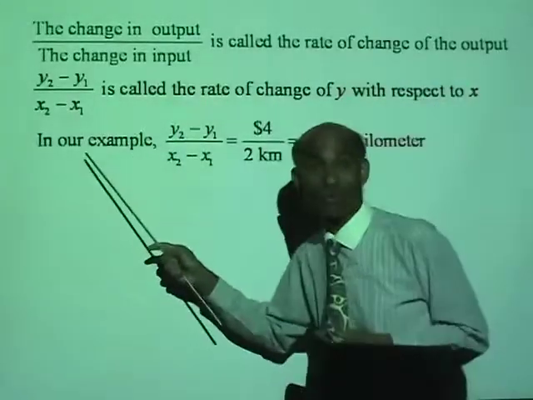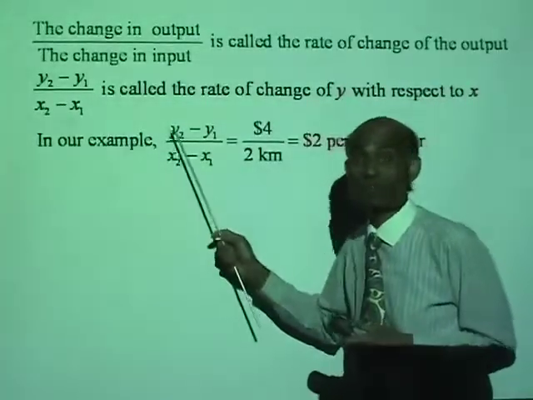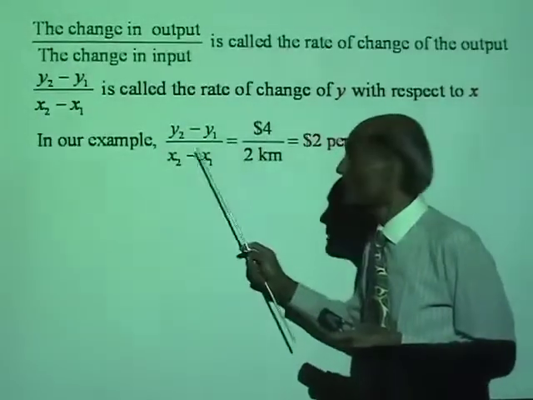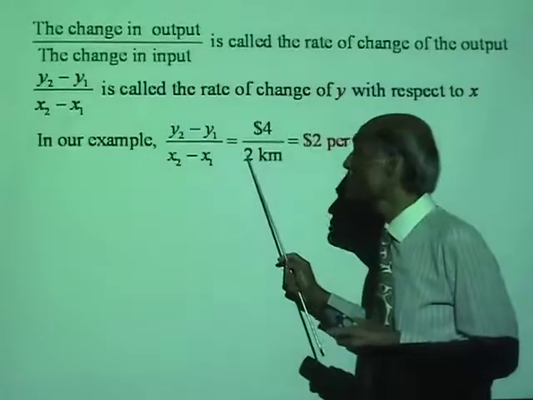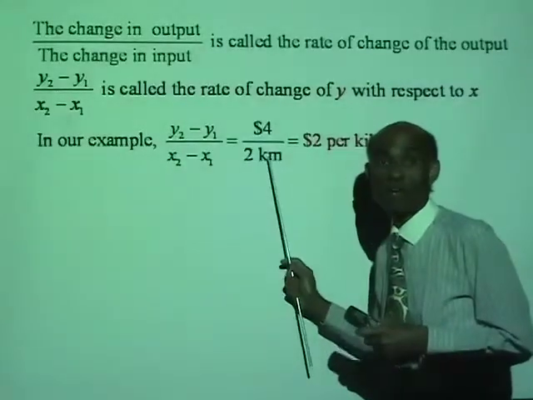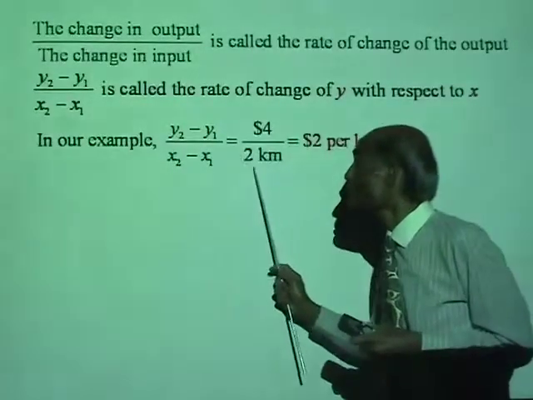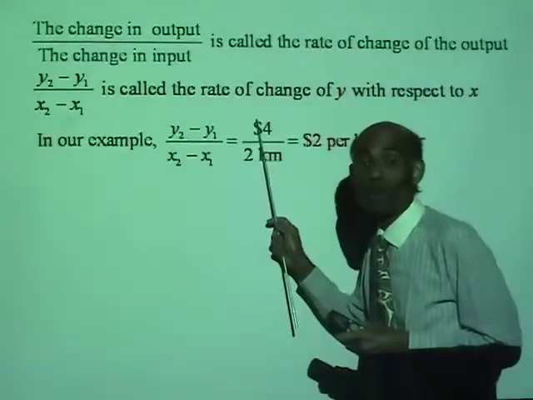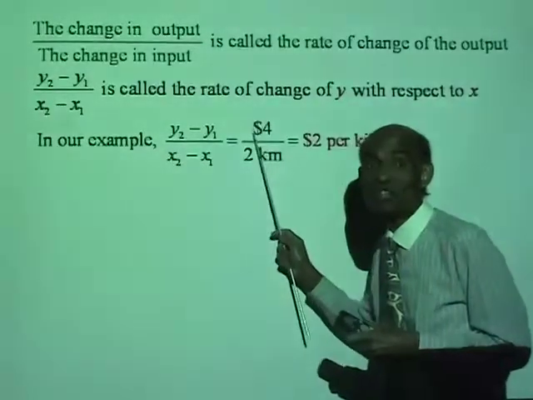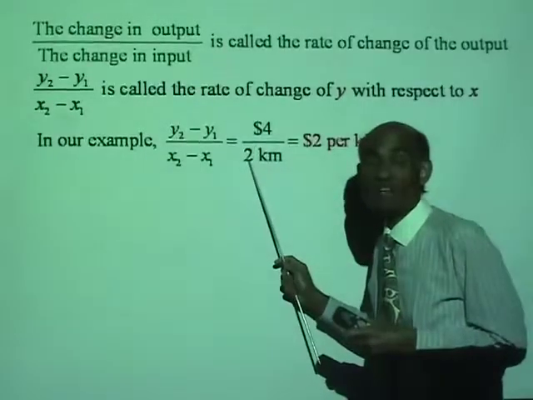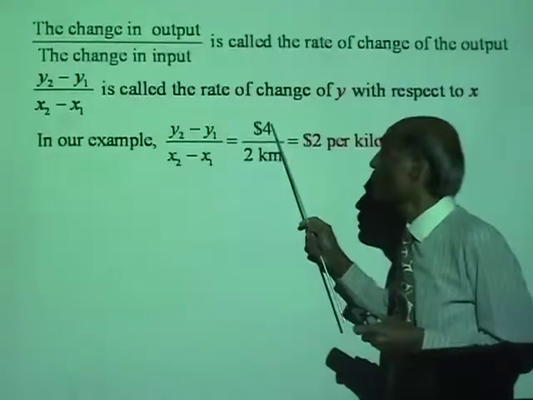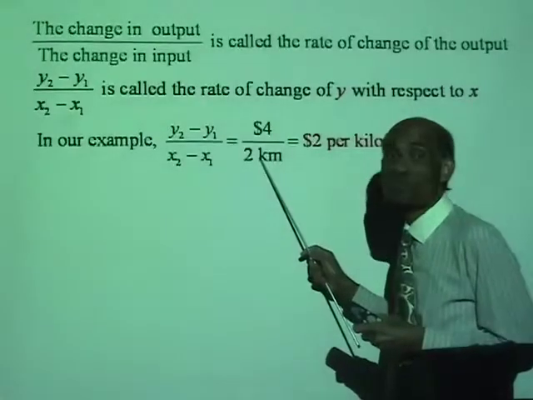In our example, what is the rate of change? Y2 minus Y1 we saw is $4. X2 minus X1 is 2 kilometers. In other words, when you walk 2 more kilometers, you collect $4 more. You see? Change in the output divided by the change in the input. And what is that? $4 divided by 2 kilometers.